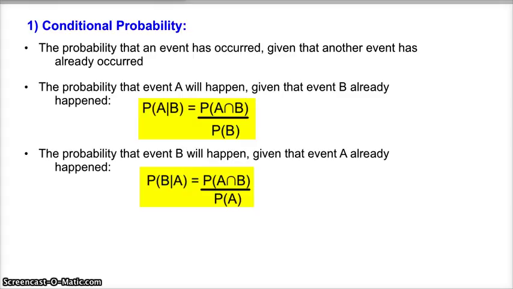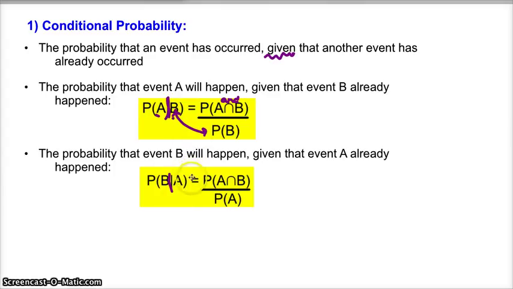Alright, so as previously discussed, conditional probability is the probability that an event has occurred given, which is what this symbol is right here, that another event has already occurred. The probability that event A will happen given that B already has happened is the probability of A and B over the probability of B. As discussed, that idea there is the same.